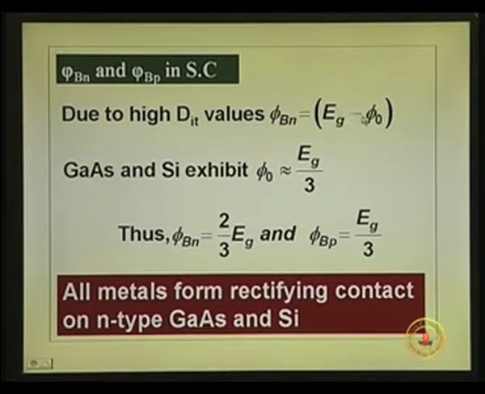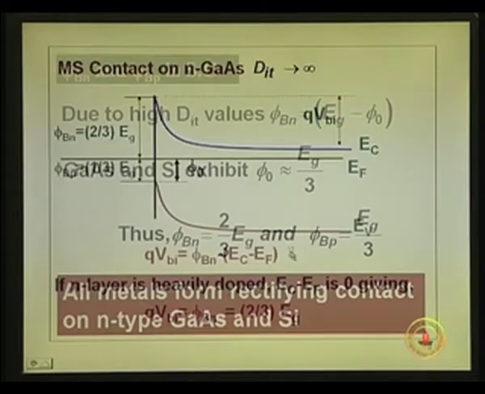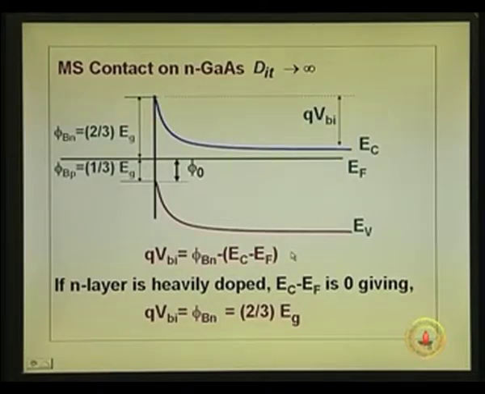So, if this is Eg by 3, the entire phi Bn is equal to 2/3 of Eg, and phi Bp correspondingly will be, you can see that there. So, this is the total Eg and this is phi naught. Eg minus phi naught is this quantity, that is phi Bn, that is 2/3 of Eg, and then automatically phi Bp will be 1/3 of Eg.